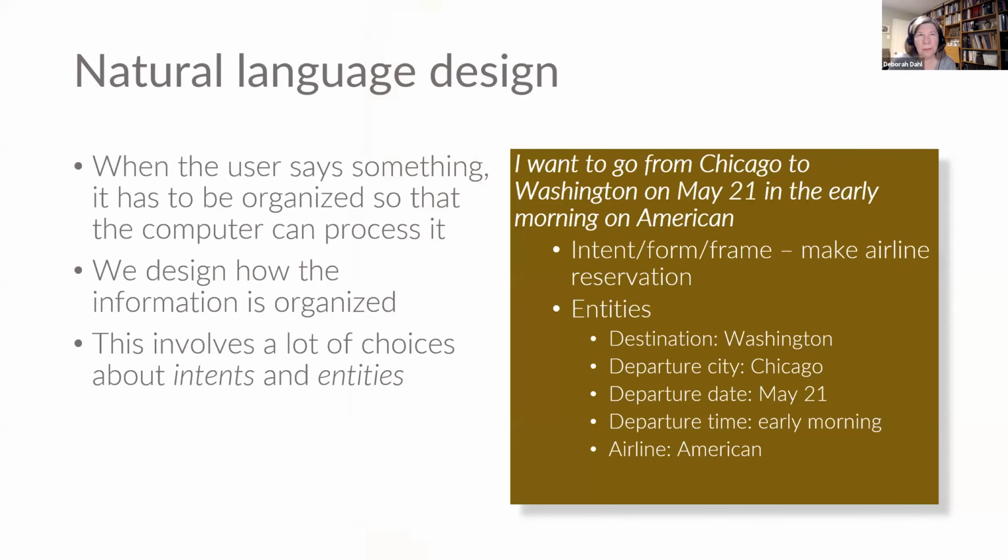So natural language understanding is basically the process of taking what the user says and organizing it in some way that a computer can process it. How that content is organized is up to the designer, and it involves a lot of choices. In particular, we're going to talk about intents and entities.